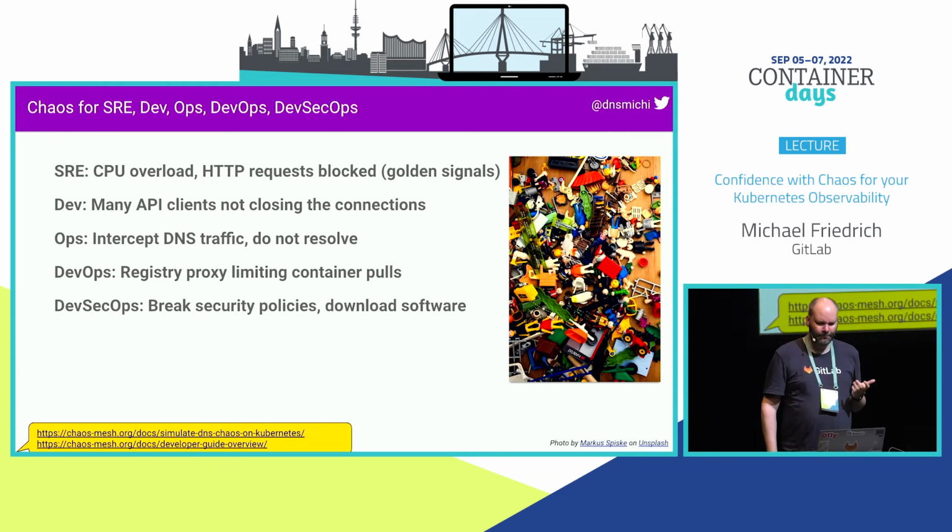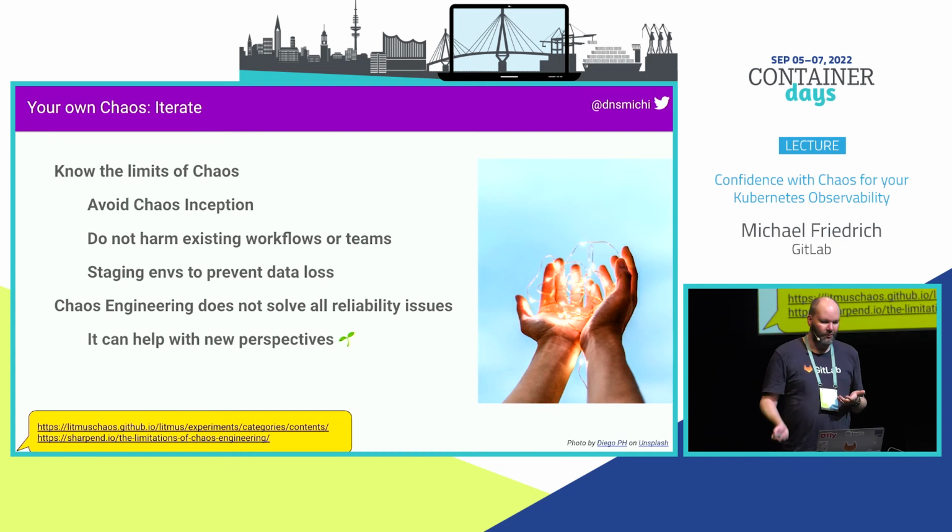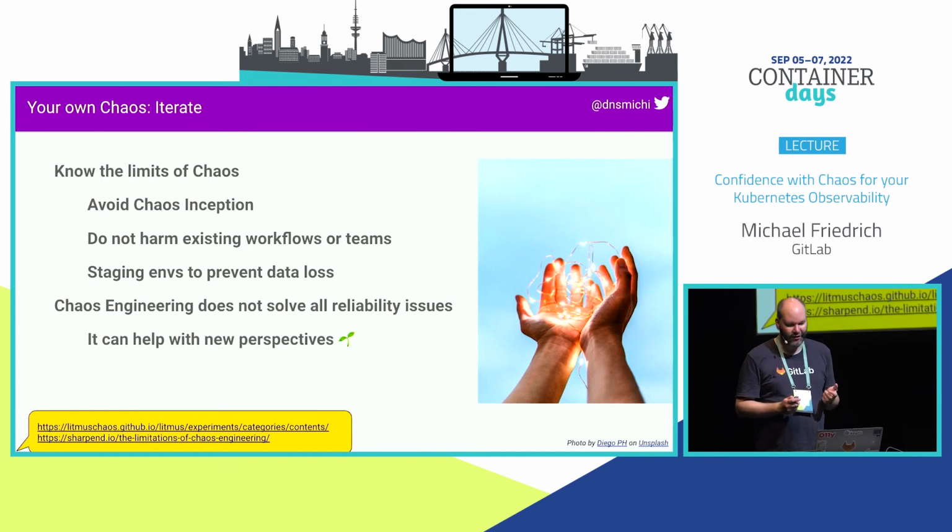And for your own chaos, you should know the limits of chaos. So avoid chaos inception. It doesn't make sense, or you shouldn't be running all experiments all the time, because it can harm existing workflows and teams. Maybe use staging environments to prevent data loss.